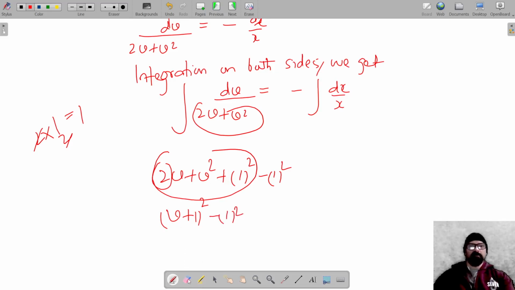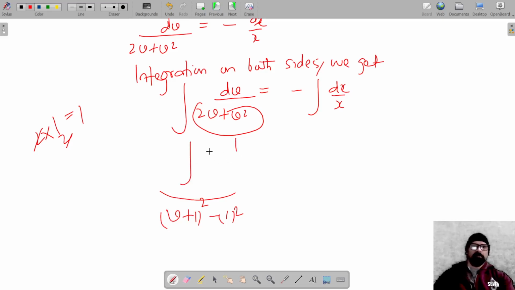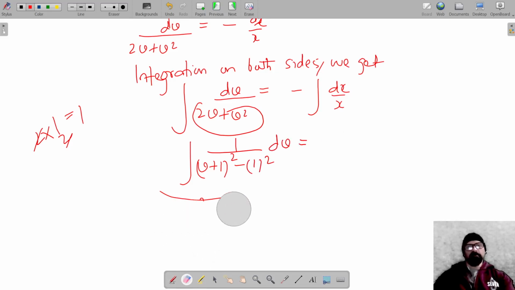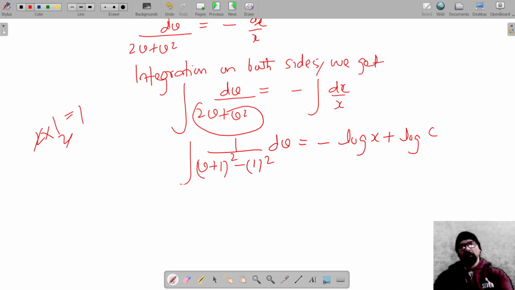So instead of this integration, I can write v plus 1 the whole square minus 1 square into dv is equal to, this is now negative of log x plus, I can take it as log c.